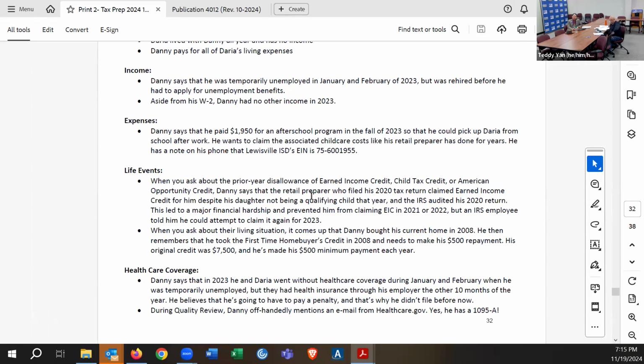Danny says that the retail preparer who filed his 2020 tax return claimed earned income credit for him despite his daughter not being a qualifying child that year. And the IRS audited his 2020 return. That led to a major financial hardship and prevented him from claiming EIC in 2021 or 2022. But an IRS employee has told him that he could attempt to claim it again for 2023, which is correct.